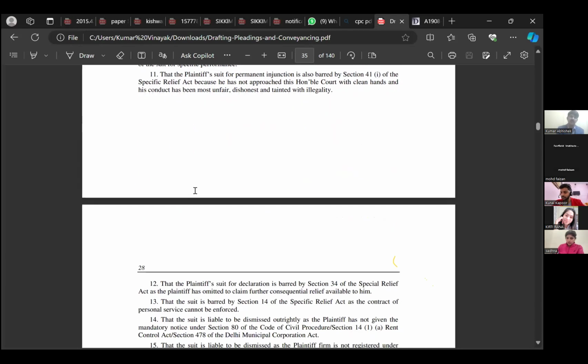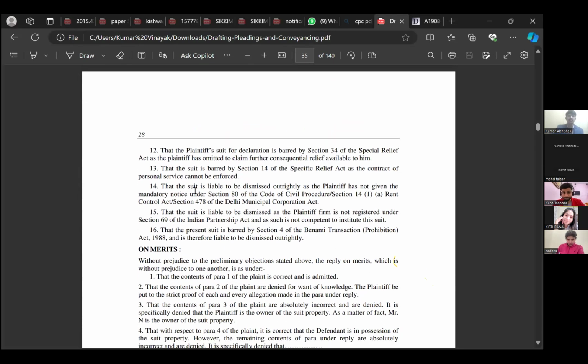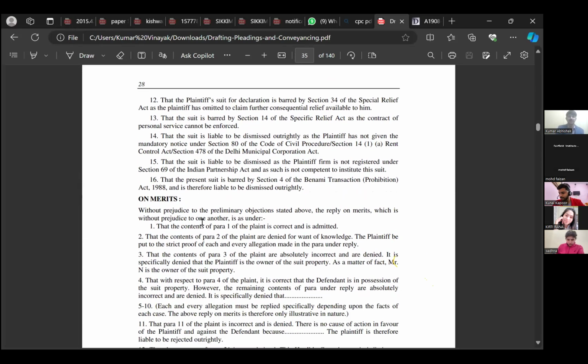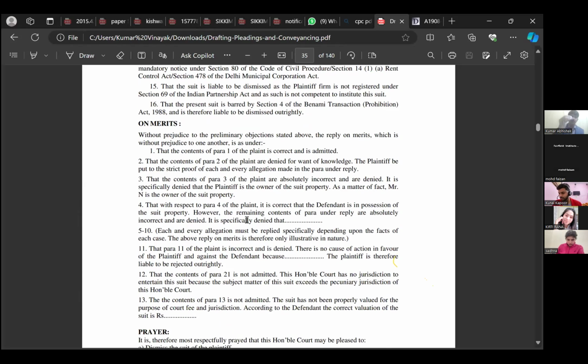Similarly, when we do it in higher courts, in a counter affidavit, we name it either preliminary objections or preliminary submissions or something similarly worded. Then you will be replying on merit. When you reply on merit, you'll be rebutting every ground that has been stated in the plaint of the other party. The expression here is: without prejudice to the preliminary objections stated above, the reply on merits, which is without prejudice to one another, is as under. So you will be replying on merits, specifically denying everything.